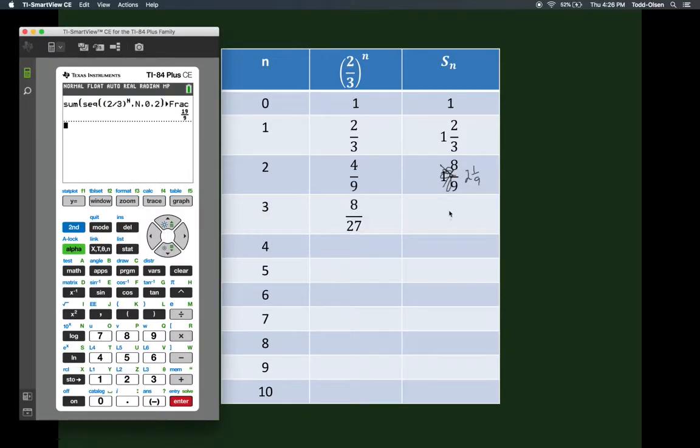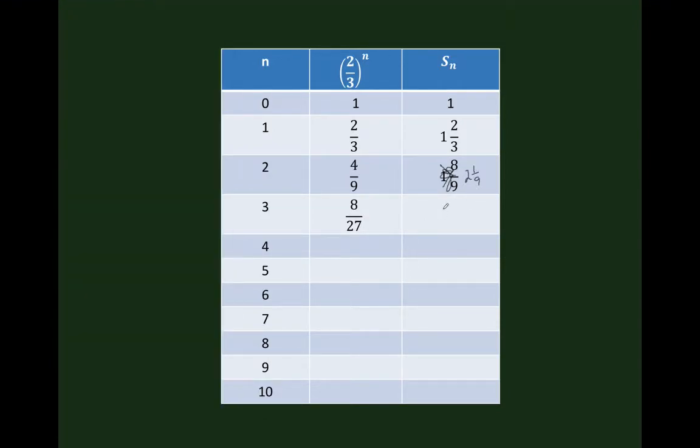And let's see. To get this value right here, I'm going to use the recall feature. I'm going to go 2nd ENTER. That brings back the previous command, and I can just edit the 2 and make it a 3. 65/27. You could write the answer as 65/27 here if you wanted to. It's okay with me.